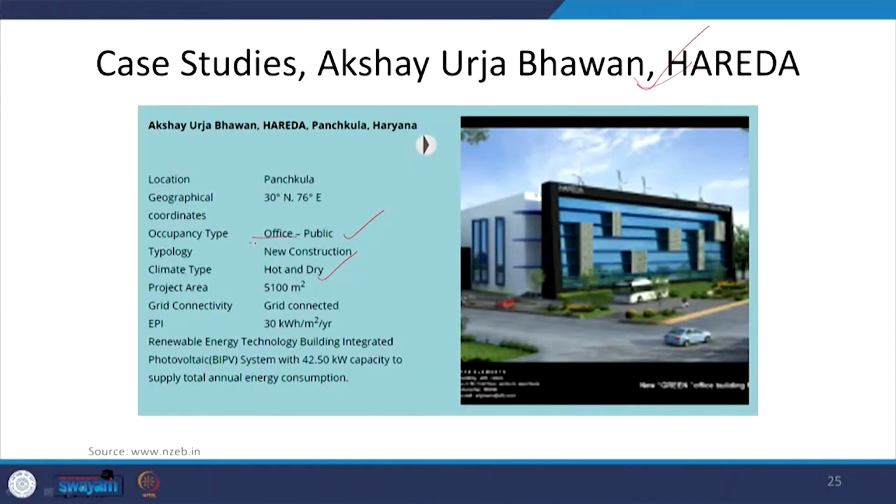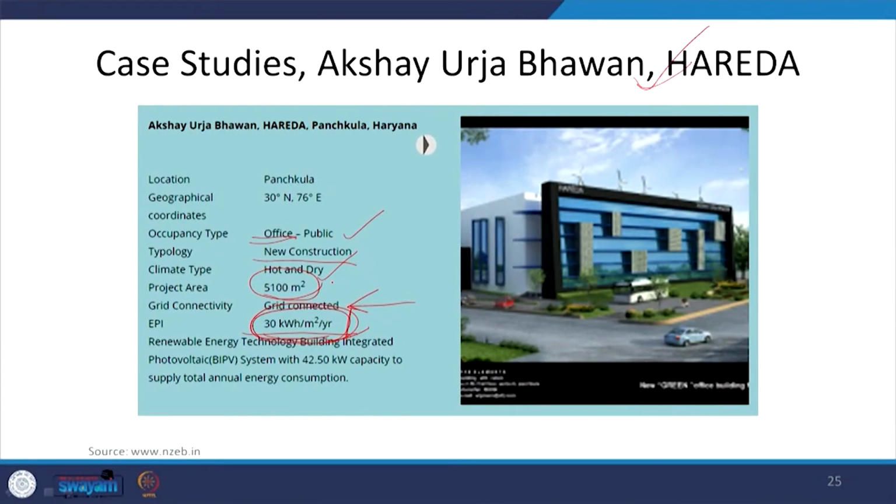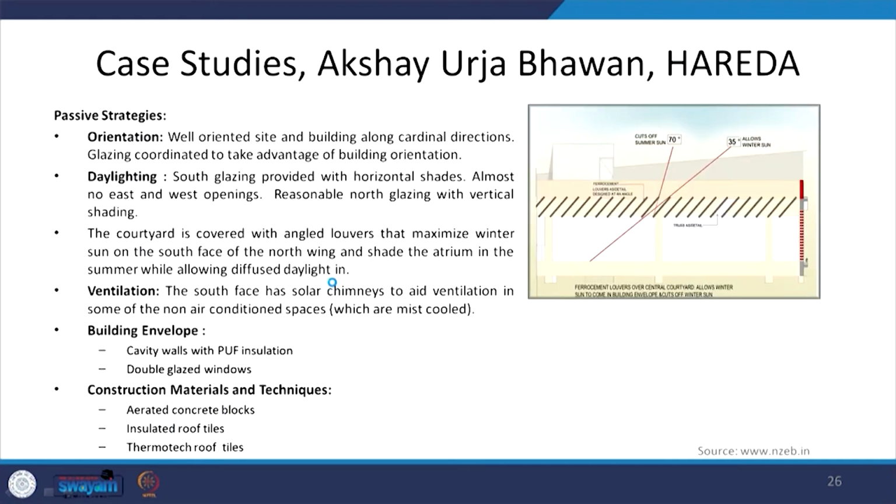This is an office building, again a new construction, and the overall area for the project is around 5,000 square meter. It is again grid connected, and here if you look at this EPI number, it is really impressive. It has been reduced to 30 kilowatt hour per meter square per year in this building. That is very, very low. And the rest of the energy was supplied using the renewable energy systems, which was generated using the building integrated photovoltaics. So, how have they done it?